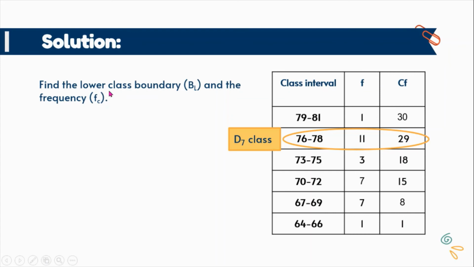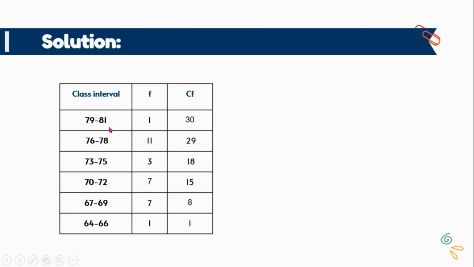Now, let's find the lower class boundary B sub L and the frequency F sub C. In finding the lower class boundary, that is just the mean of 76 and 75. So B sub L is equal to 76 plus 75 over 2. That is 75.5. Our B sub L is 75.5. For the frequency of the 7th decile class, that is 11. And determine the class size. So here the class size is 3.